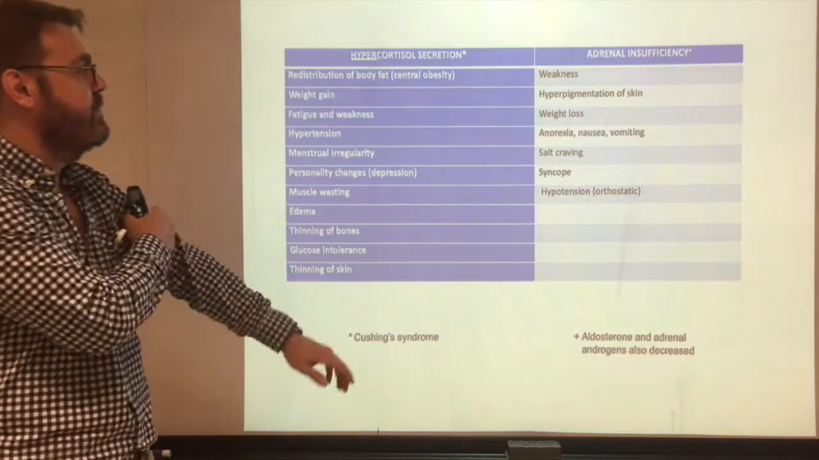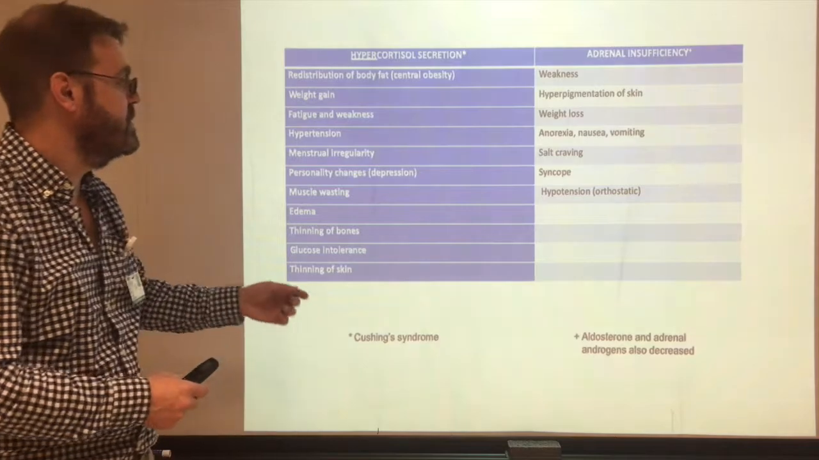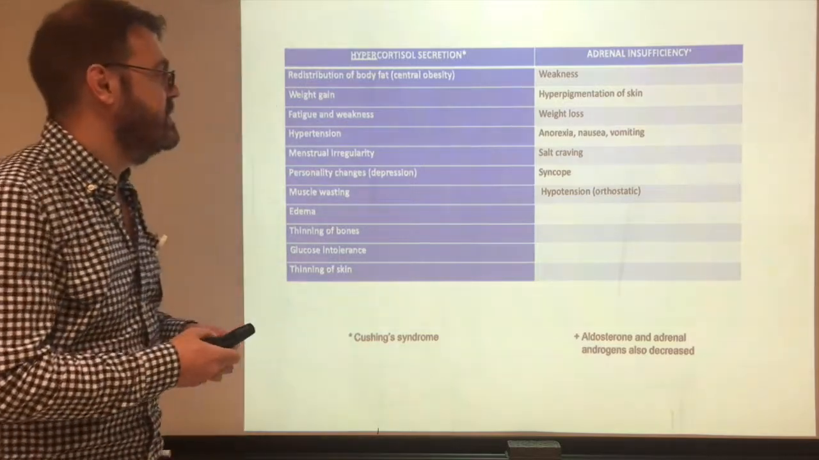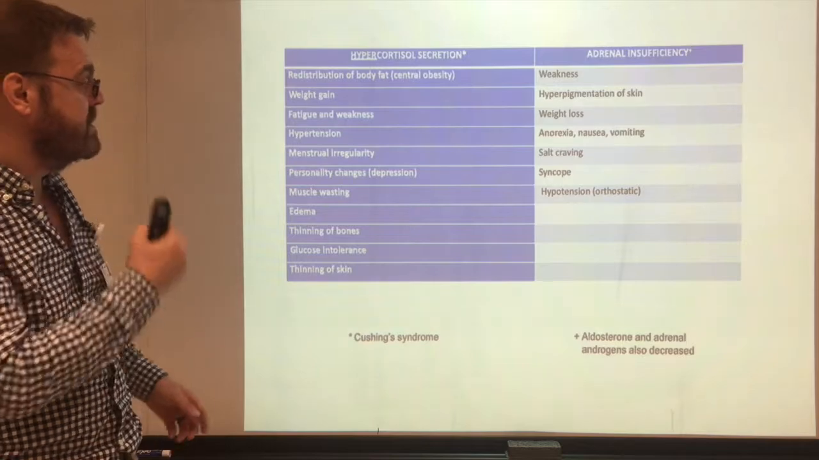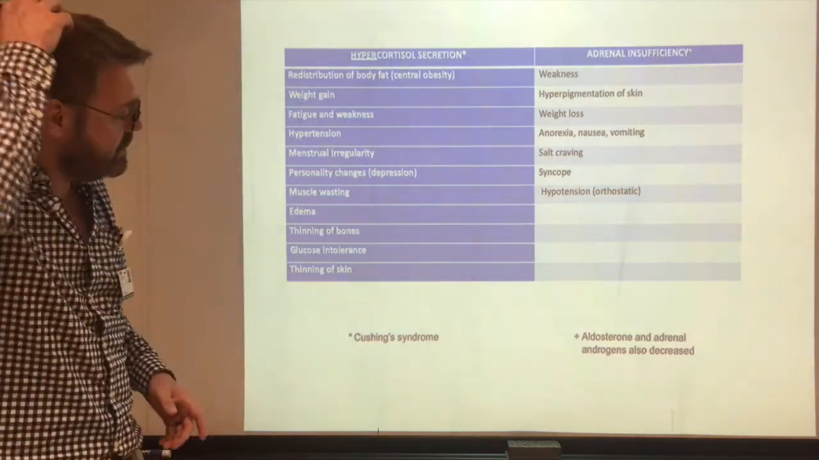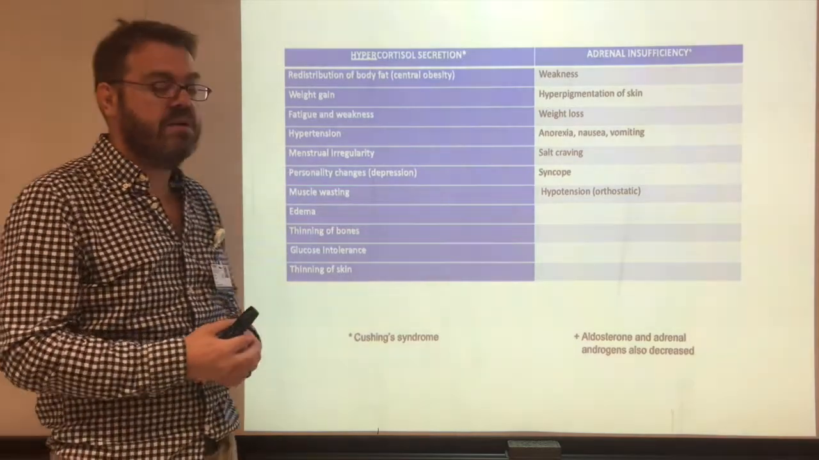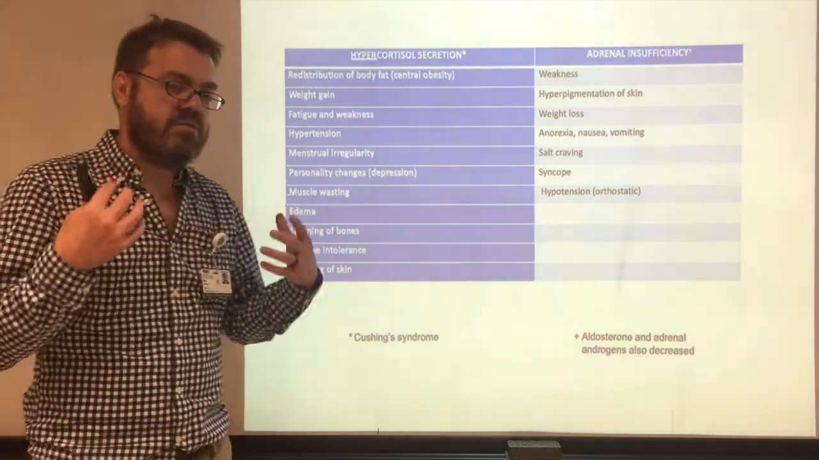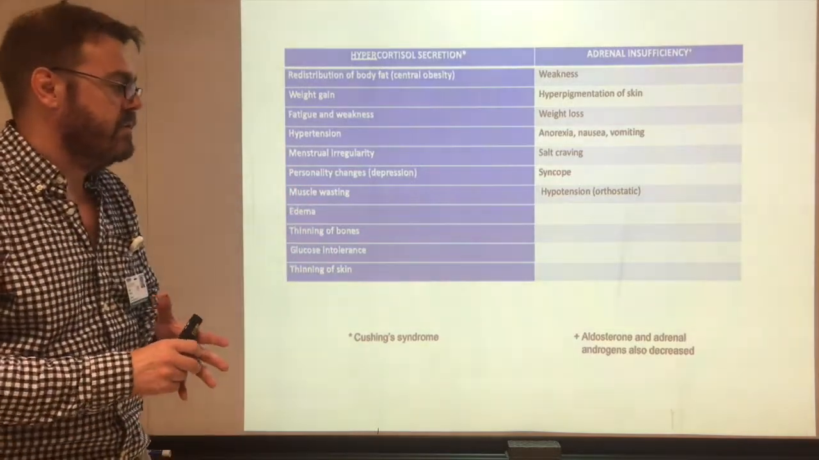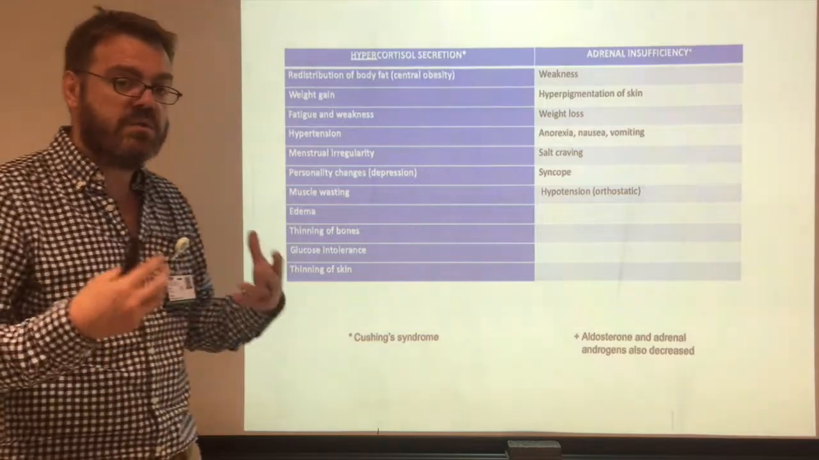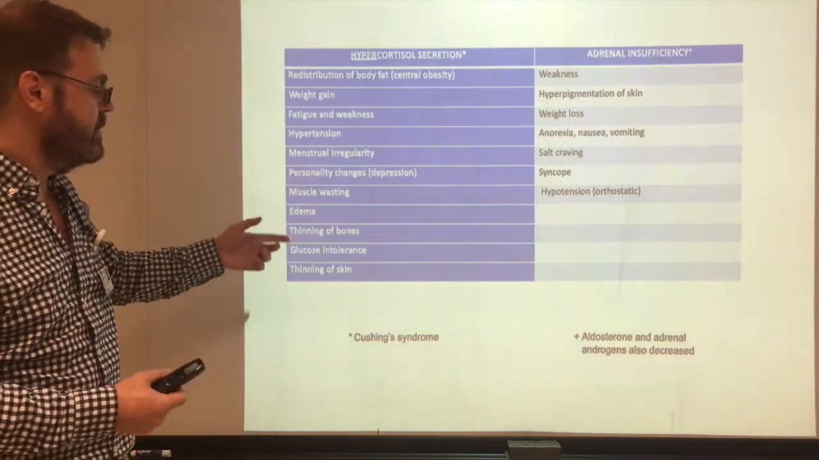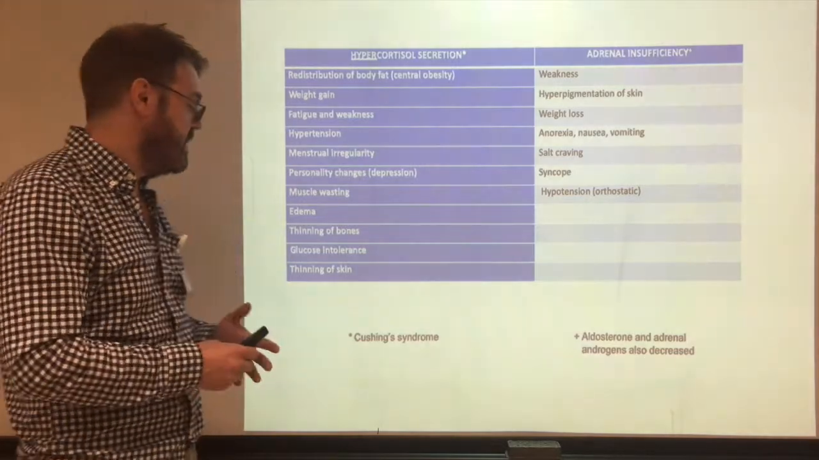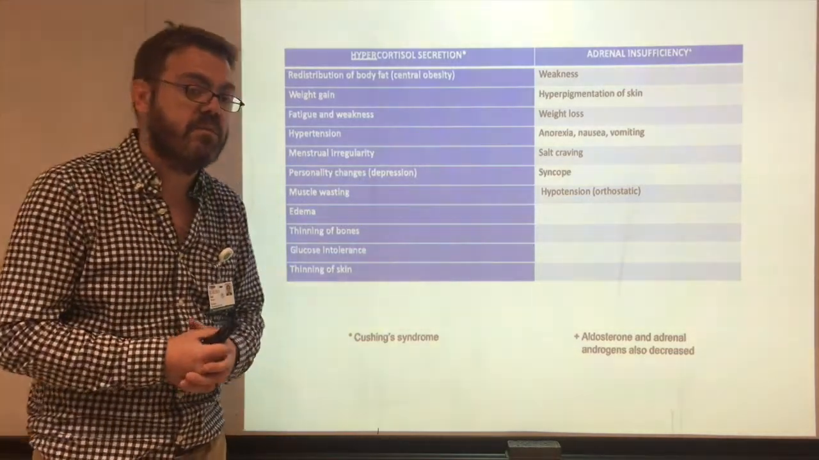And then people who suffer from hypercortisol secretion or Cushing syndrome, they have redistribution of body fat, moon face, and abdominal fat distribution, weight gain, fatigue and weakness, hypertension due to cortisol's effect on blood pressure, menstrual irregularity, as cortisol can influence the menstrual cycle, personality changes due to the effects of cortisol on the brain and your emotional state, muscle wasting because cortisol stimulates proteolysis, edema, again related to blood pressure, thinning of bones, glucose intolerance because it's diabetogenic, and the thinning of skin because of its effects on fibroblasts.